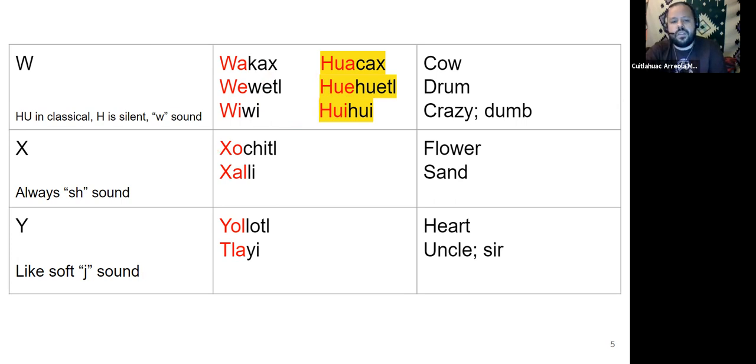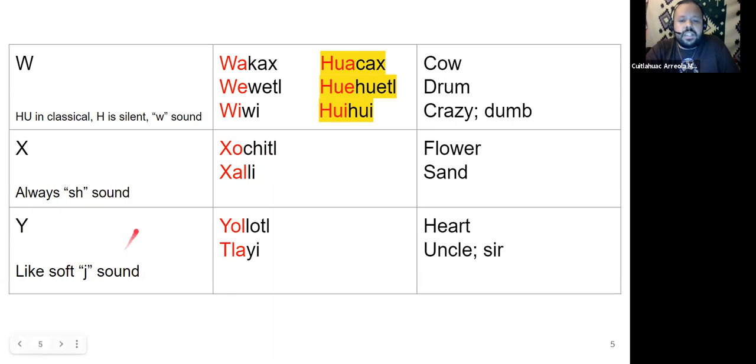Shochit, shochit, shochit. And remember the TL sound. Again, if you can't pronounce the TL right now, you can just say shochit, because in some variants there is no L, it's just a T. And then the next one is shali. Again, you can see its meaning on the right.